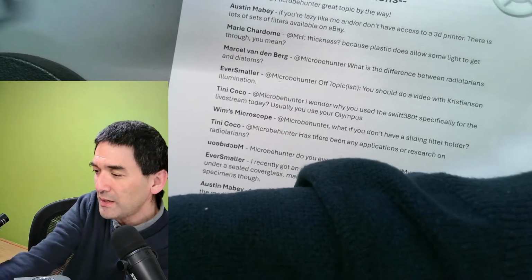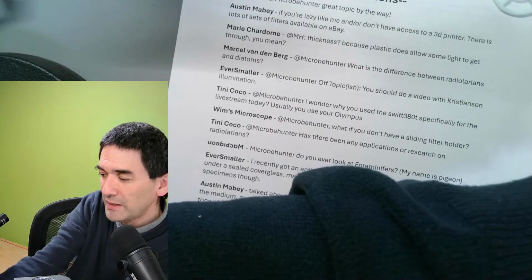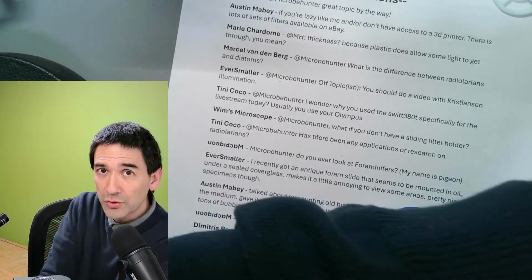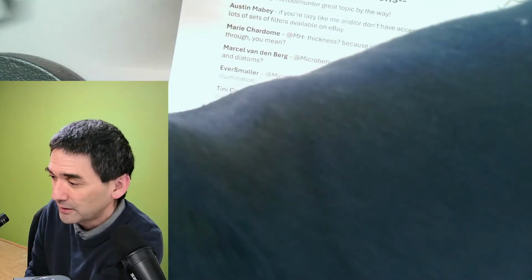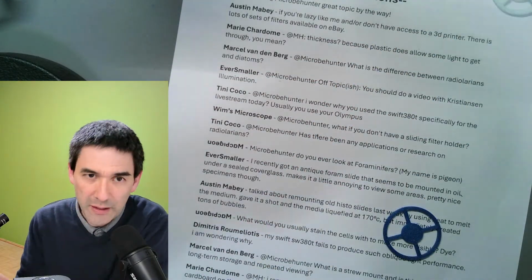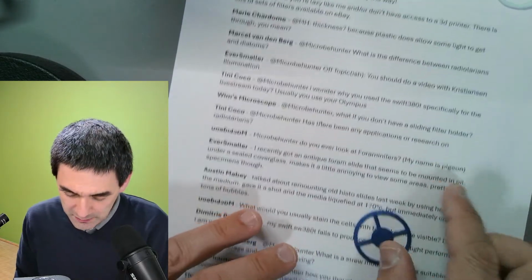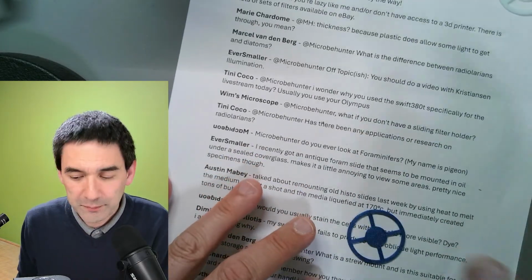The reason being that many people actually have a microscope with a swing out filter holder, right? And so honestly, I cannot even do those things that I showed you today with the other microscope, with the Olympus. So let me have another look here.